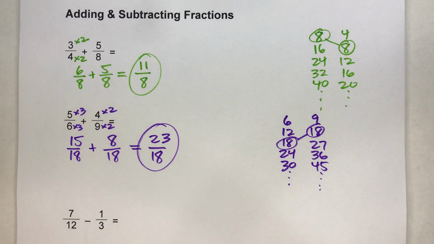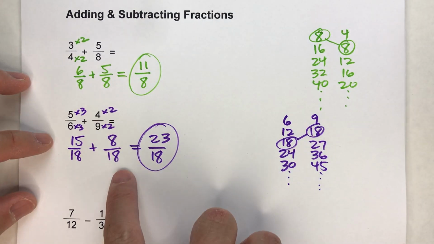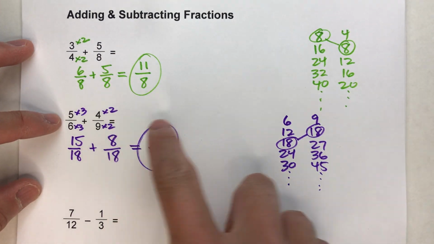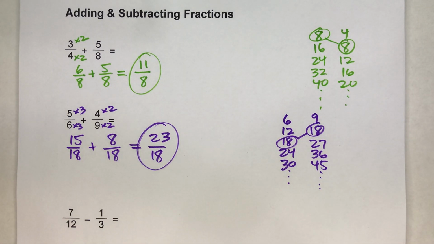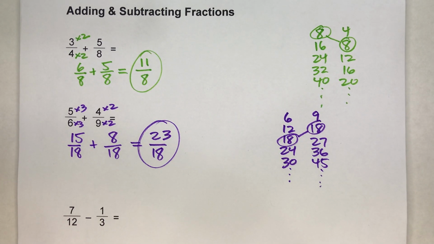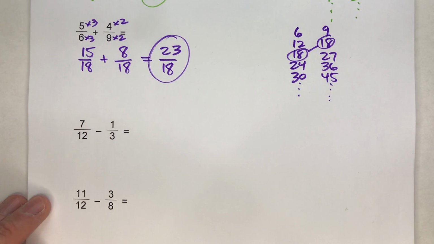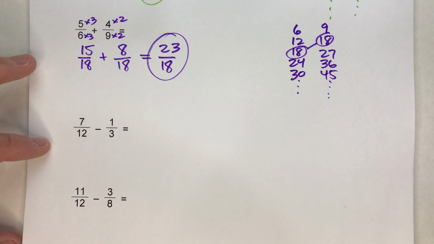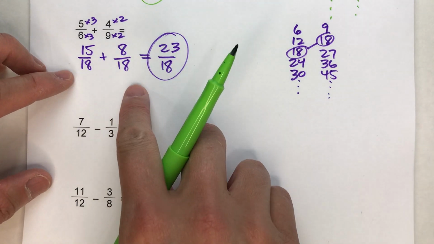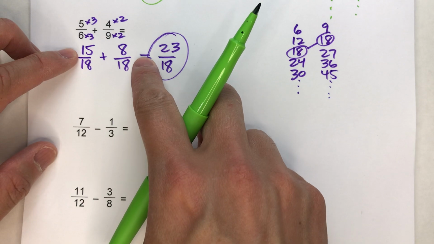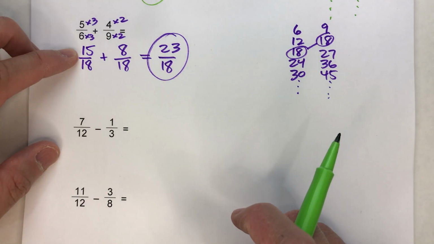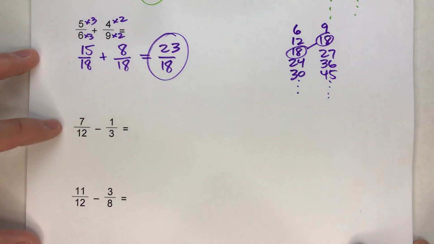All right. So adding, not too bad. It is a little tricky when you have to find that common denominator, but listing out the multiples really helps. All right. Let's do some subtracting, because it turns out subtracting isn't that much different than adding. You still have to go through those exact same steps about finding a common denominator. The only difference is you subtract the numbers when you have that common denominator. Here, let's do two examples.